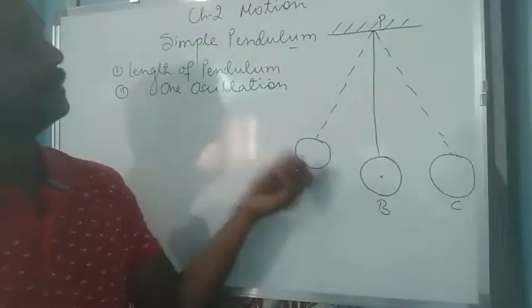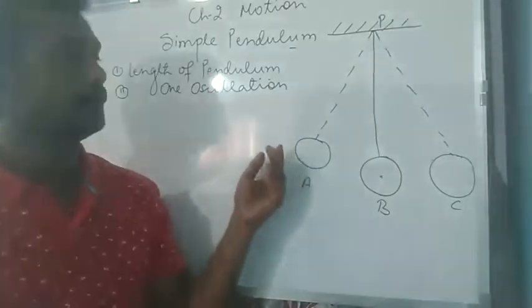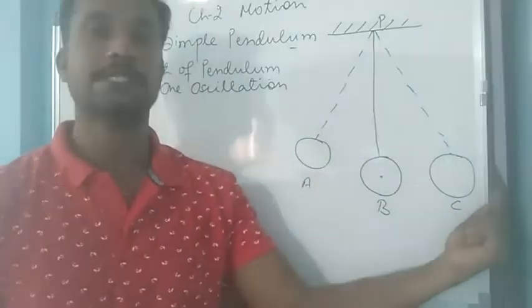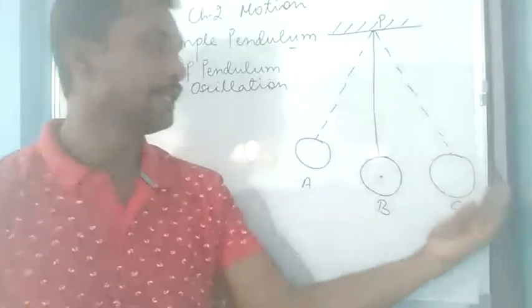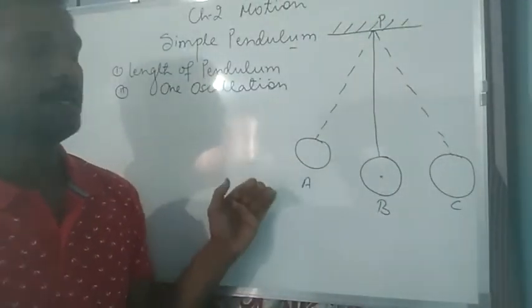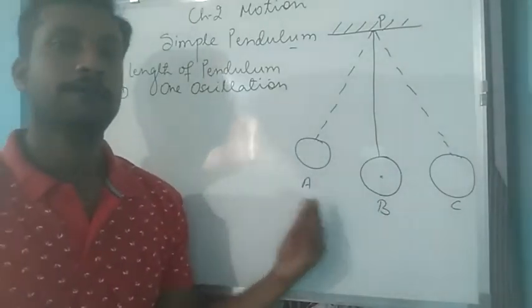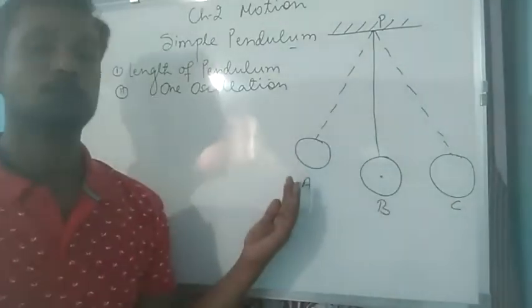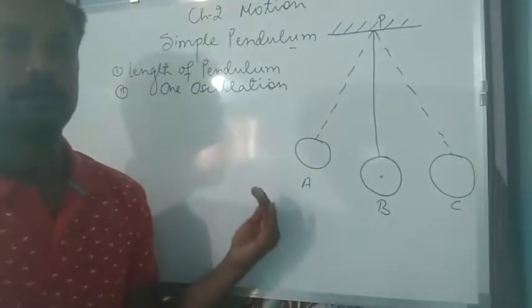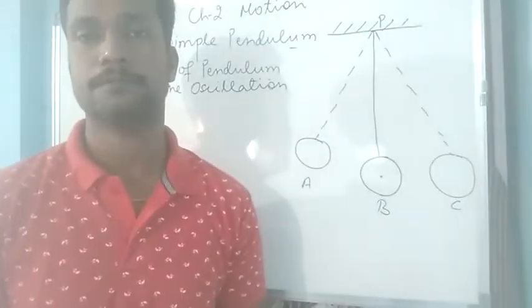So when a pendulum is taken to position A and is then released, it will first go to position C and then it will again come back to position A. So you can see we have started the oscillation from A, and when it comes back to the same position A, then it is said to have completed one oscillation.